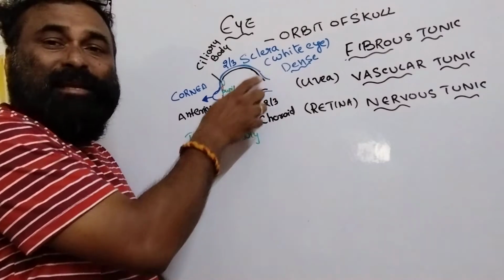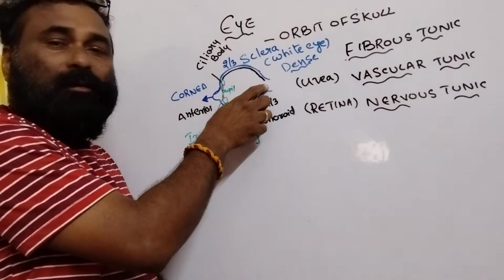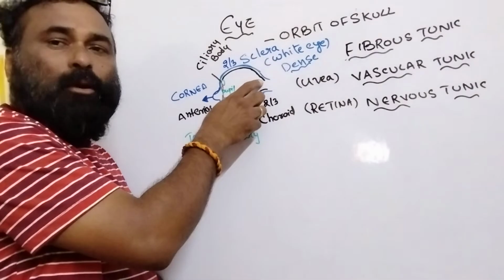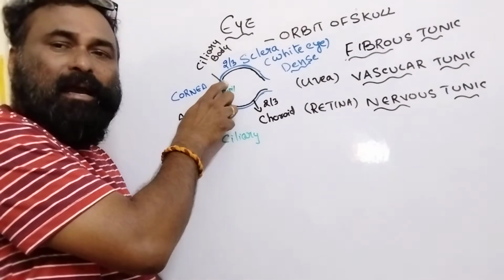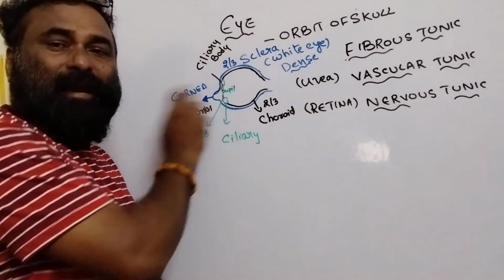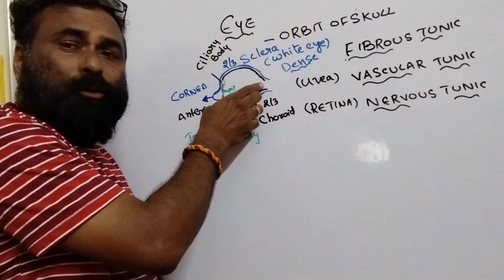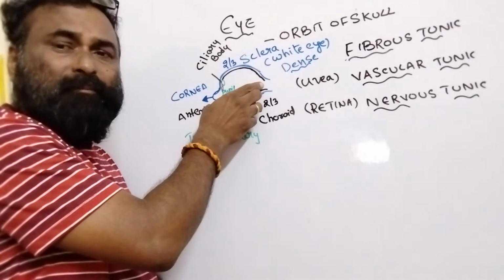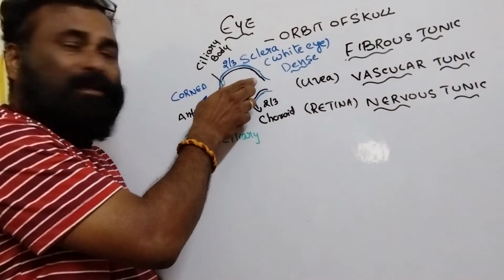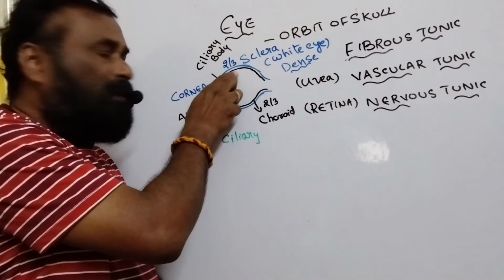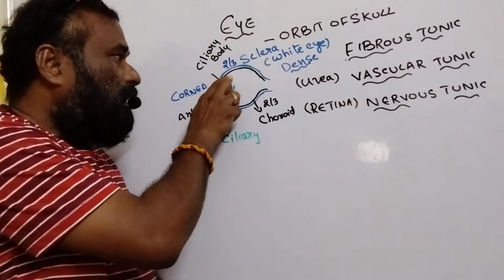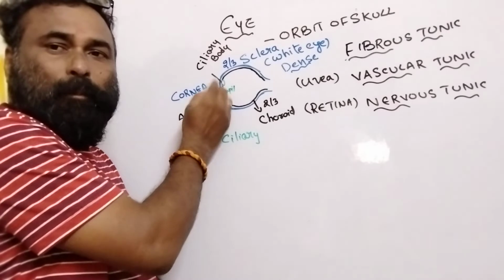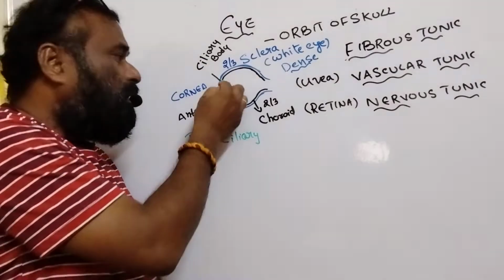Vascular tunic is a richly vascularized portion, having three important zones: the choroid, the ciliary body, and the iris. The choroid portion is a bluish colored area present below the sclera. It occupies two-thirds of the portion. Anteriorly it becomes thickened, and the anterior portion is said to be the ciliary body.